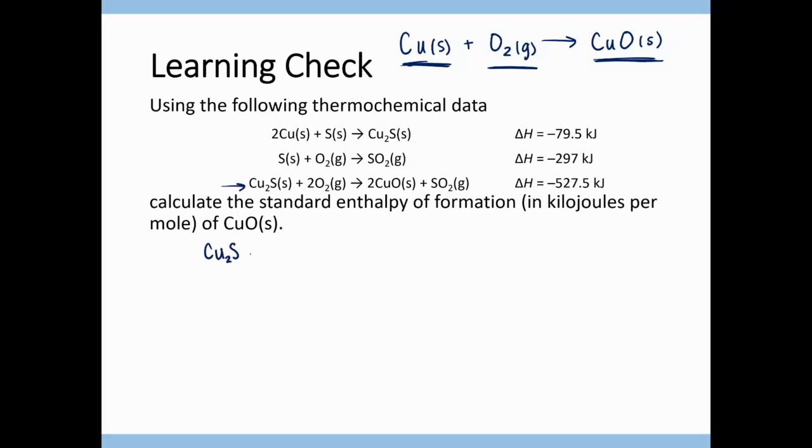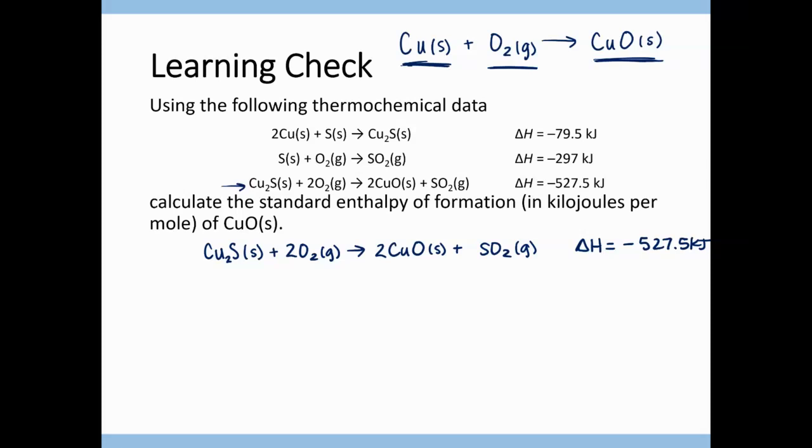So copying everything down, we have copper sulfide, oxygen gas, and that produces 2 moles of copper oxide and 1 mole of sulfur dioxide. And the change in enthalpy for this reaction is negative 527.5 kilojoules. Okay, so we're starting there.